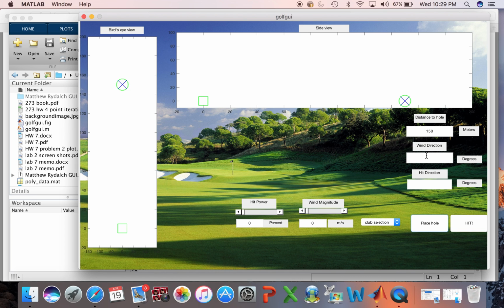And to start, we're going to start with a wind direction of 0, and so there's not going to be any wind actually, so 0 magnitude. We're also going to have a 100% hit power. We're going to use a driver. And our hit direction is going to be straight, which would be an angle of 0. We're going to hit the ball.